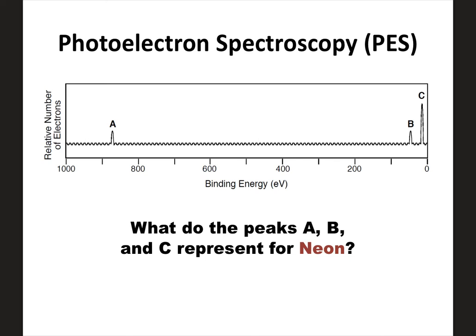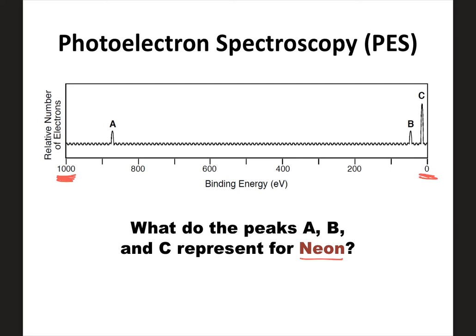So here's another PES graph, and it asks, what do the peaks A, B, and C represent for neon? So again, this one is nice. It's telling you flat out that we are looking at a PES for neon. So again, pay attention to how your axis is set up here. We know that the energy here is going along the bottom, but pay attention, we're going from 1,000 down to 0. So we're starting with the highest energy on the left. And we already know more energy to eject the electrons means that those electrons are closer to the nucleus.